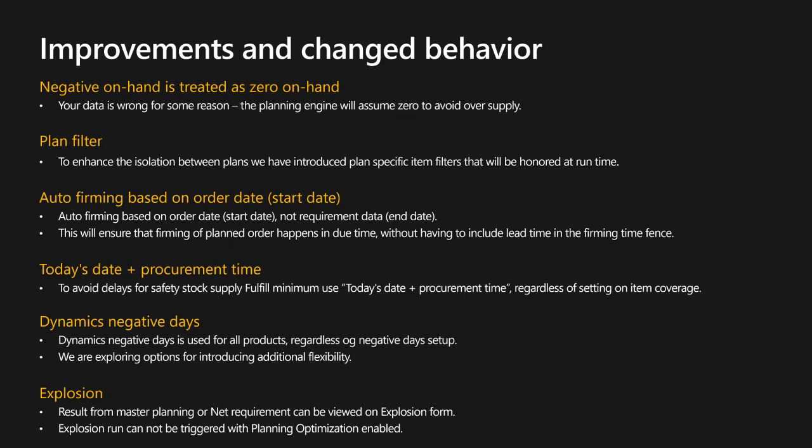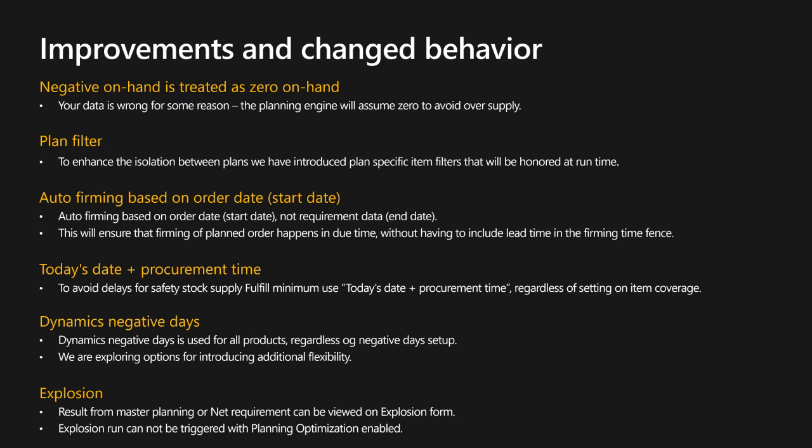The next thing here is order firming based on the order date, so the start date, and not the requirement date, the end date. So for the built-in classic firming, it was done based on the requirement date, the end date, but with planning optimization, we moved it up to use the order date. This gives a lot of benefits because you don't have to consider the lead time when you set your firming time fence. Let's take an example.